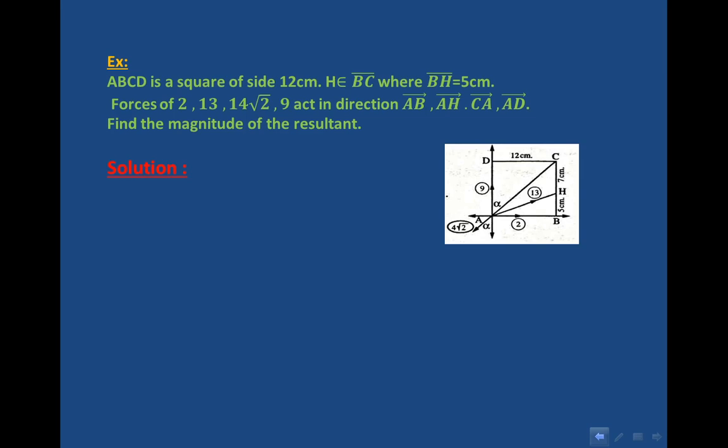Here is a square ABCD, and the side length of this square equals 12. H belongs to BC, where BH equals 5. Forces of 2, 13, 4 root 2, and 9 act in direction AB, AH, CA, and AD as given in the example.